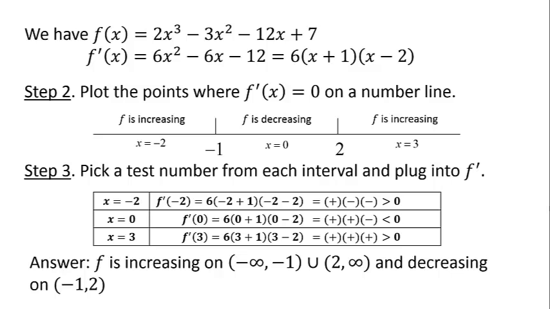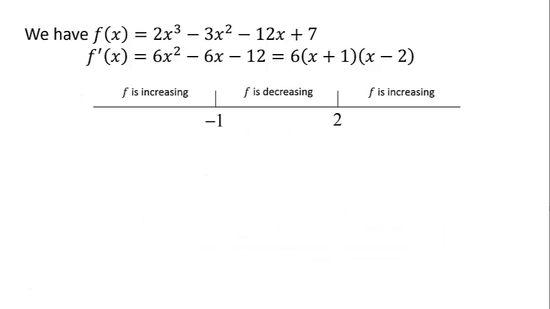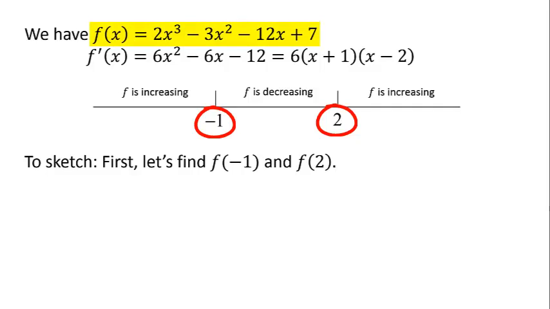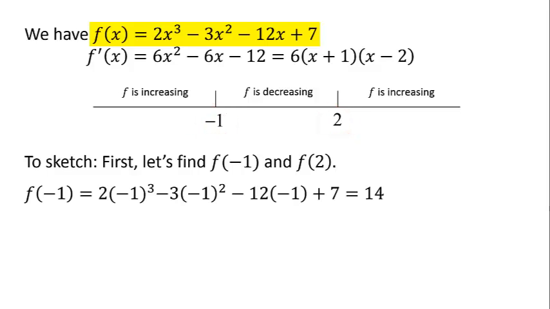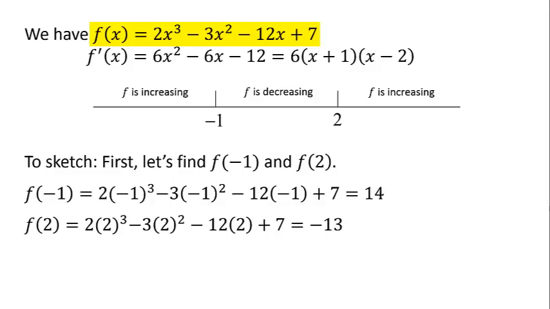Our final task is to sketch the graph of f. Here's a summary of what we found so far. To sketch, note that the x values -1 and 2 were extremely important because those were the values where f had a potential change from increasing to decreasing or vice versa. So first, let's evaluate our original function f at x equals -1 and x equals 2 and plot these points. We see that f of -1 equals 14 and f of 2 equals -13. Let's plot these points.